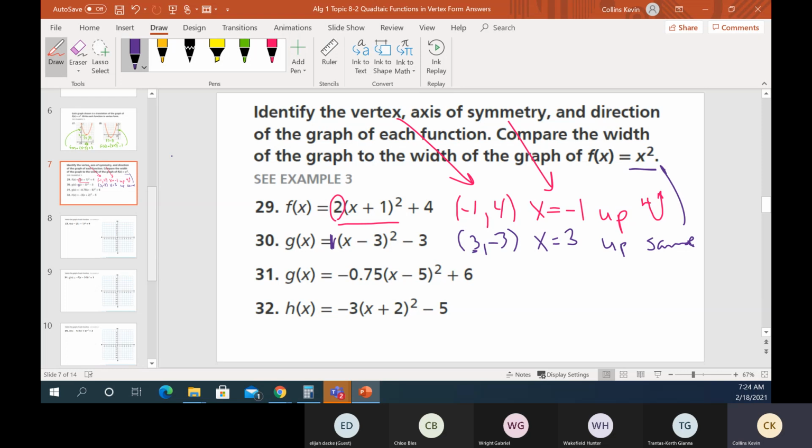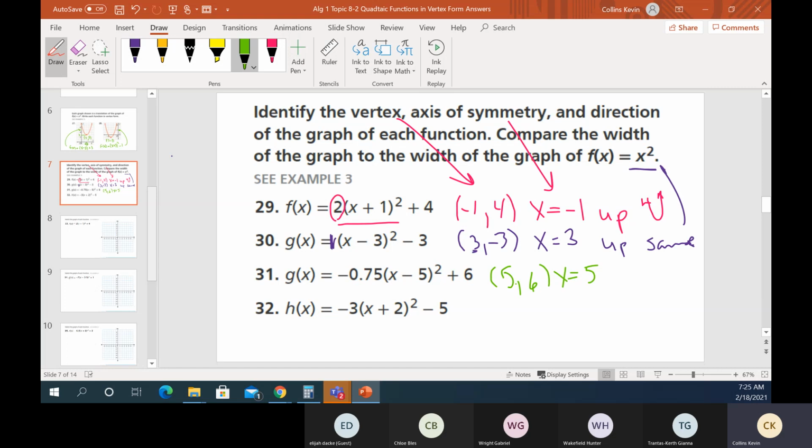All right, so how about 31? Let's talk about him. So we'll start with the vertex. What's our vertex going to be? Is the first guy -5? Yeah, +5, right? And then what's the second number? Yeah, so 5, 6. And then our axis of symmetry is just going to be x equals 5. So it's just x equals the first number.